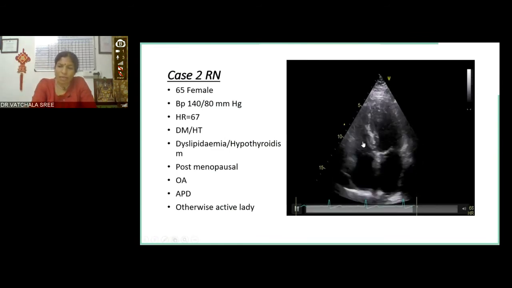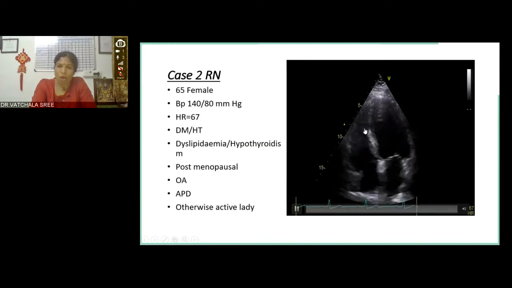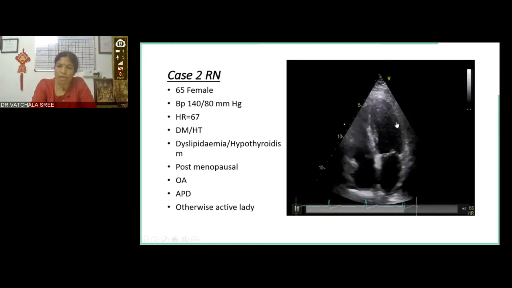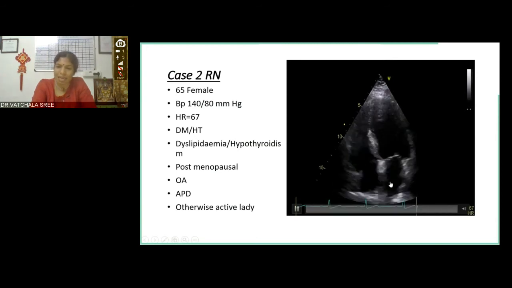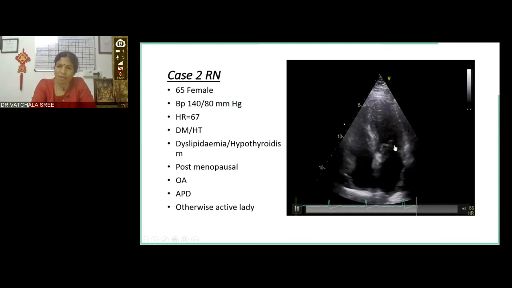So now from the 2D image, again, you can see that the LV is contracting well. There is no abnormality. There is no regional wall motion abnormality. LV wall assessment, LV ejection fraction is normal. LA size is normal. The mitral valve is opening well, and all segments of the LV are contracting well. Okay.